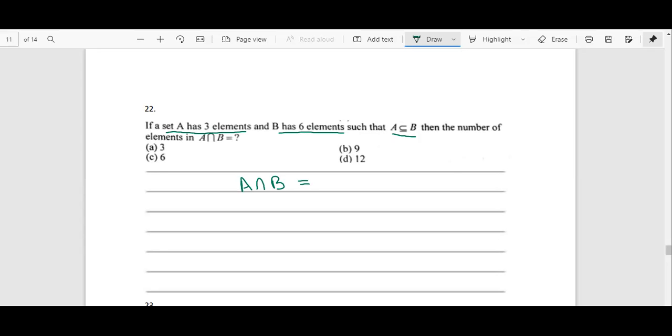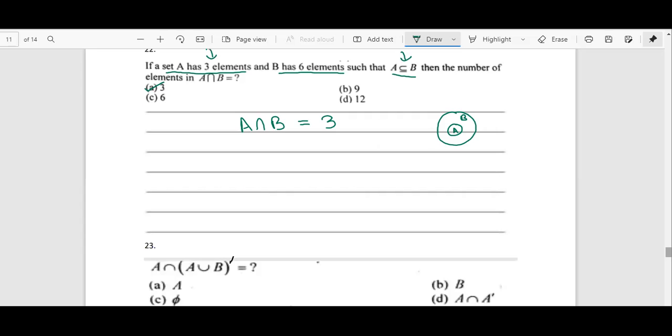Now A is a subset of B, right? B is this big set, A is this small set. And obviously the common elements are the elements which we have in A. So we only have 3 elements in A. This means that the intersection would have only 3 elements in common. So A is the answer. Because A is the smaller set, which is the subset of B, and A only has 3 elements. So 3 elements would be common. This is the shaded region in this case. Okay.